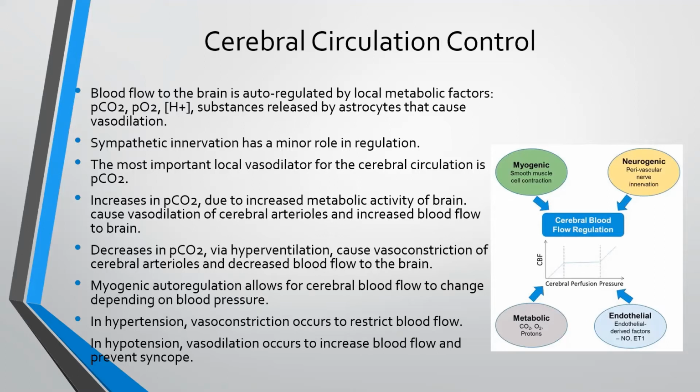Myogenic autoregulation allows for the cerebral blood flow to change depending on the blood pressure. In hypertension, vasoconstriction occurs to restrict the blood flow. And in hypotension, when there's low blood pressure, vasodilation occurs to increase the blood flow and prevent syncope.